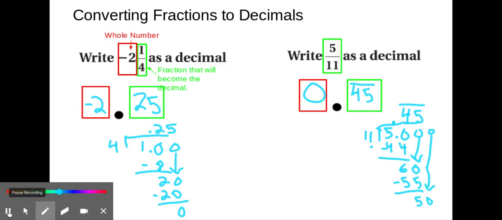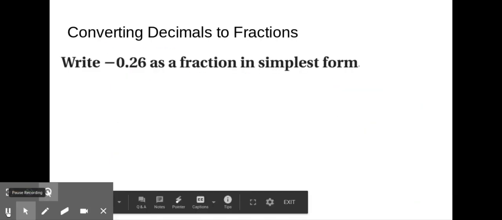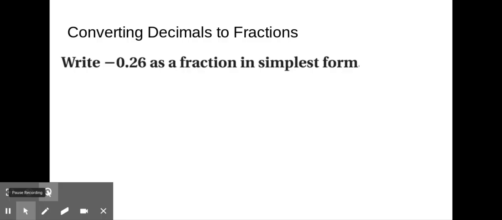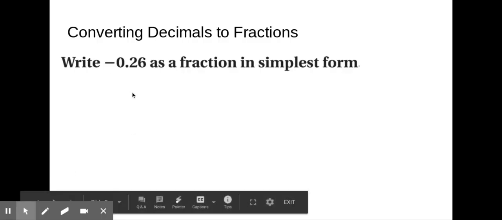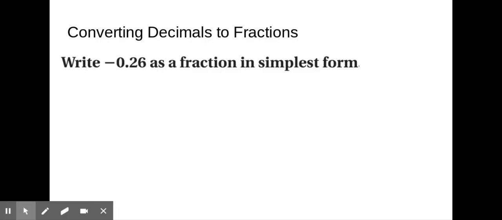Now we're going to move on to the next slide. Give me just a second. And we are going to learn how to convert decimals to fractions. So I have the decimal -0.26, and they want me to write it as a fraction in simplest form.